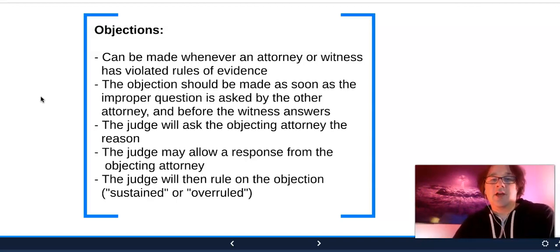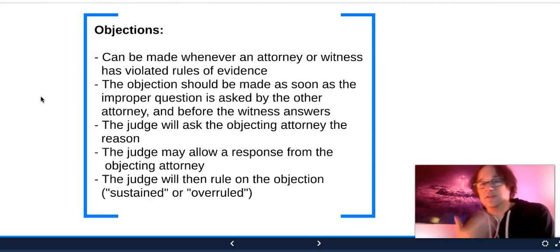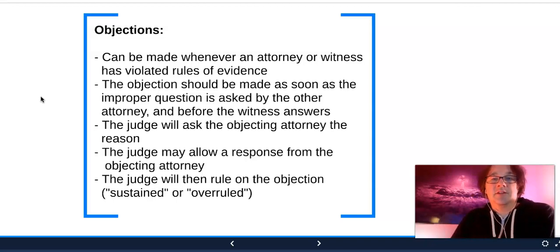So the judge may allow a response from the objecting attorney, and basically the judge is saying, "Okay, leading the witness," and the person who is doing the questioning, the judge can ask them what they think. Why are you asking these questions? Is this relevant somehow? And based upon that response, the judge might sustain the objection, or might overrule the objection.